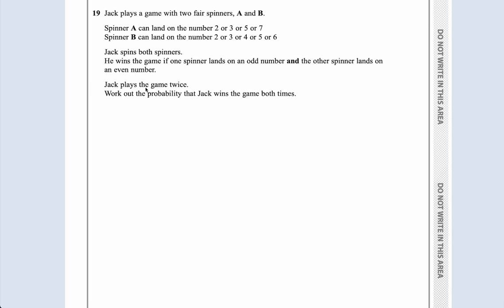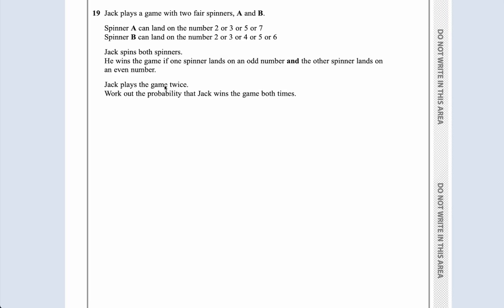Jack plays a game with 2 fair spinners, A and B. Spinner A can land on 2, 3, 5, 7. Spinner B can land on 2, 3, 4, 5, or 6. He spins both spinners. He wins the game if one spinner lands on an odd number and the other spinner lands on an even number. He plays the game twice. Work out the probability that he wins both times.